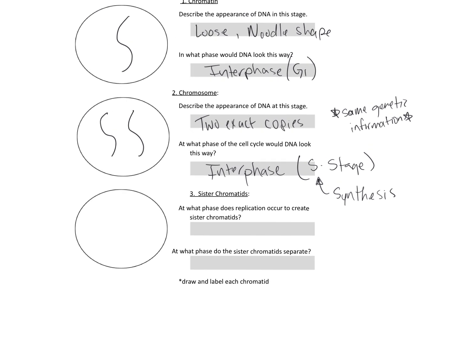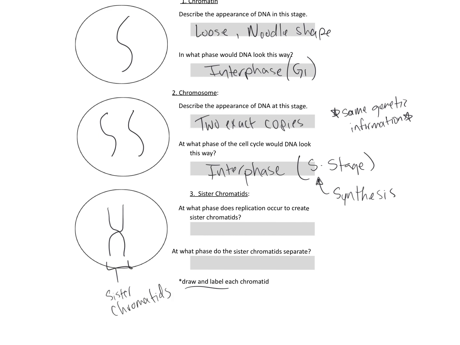Okay. So the next one is sister chromatids. Okay? This is asking us to draw out what the chromosomes would look like and label each chromatid. Okay, so our chromosomes are going to be like this here. They're going to be a bit longer, and on each of these outsides, that's where we're going to find the sister chromatids.